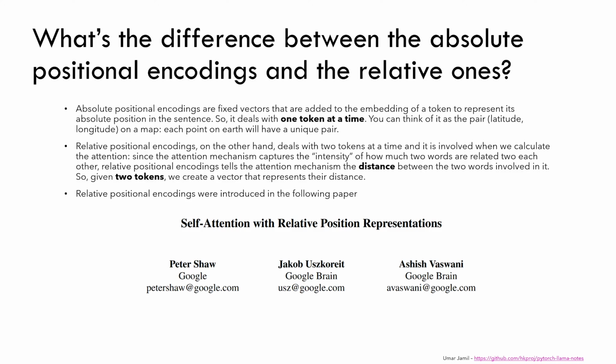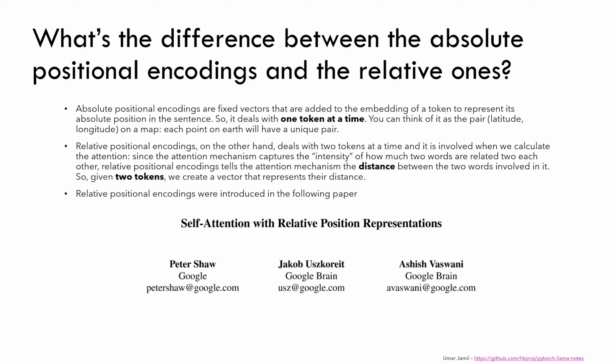You can think of it as the pair latitude and longitude on a map. Each point on the Earth will have its own unique latitude and longitude. So that's an absolute indication of the position of each point on the Earth. And this is the same thing that happens with the absolute positional encoding in the vanilla transformer. We have one vector that represents exactly that position, which is added to that particular token in that position.